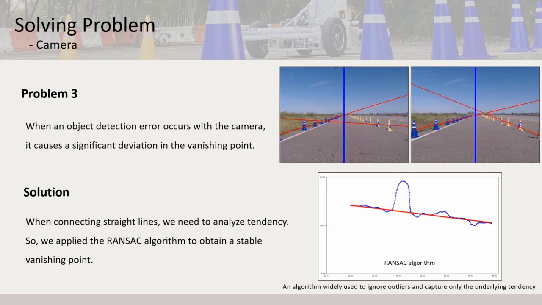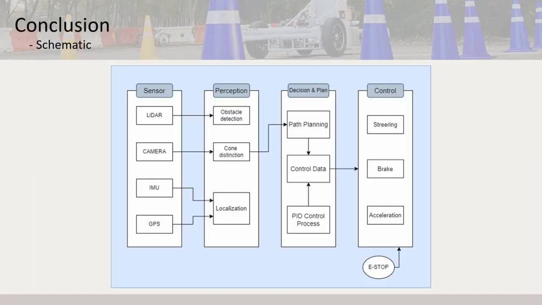Sometimes the vanishing point was scattered because of the background, for example, sky or greenery. So, to resolve this problem, I applied the RANSAC algorithm. It helps ignore outliers and focus on the underlying tendency, so we can get a stable vanishing point. This is the schematic of the autonomous system. These sensors make the perception data, and based on that we make the decision of maneuver. After that, we control the vehicle by using the ROS system and Arduino.